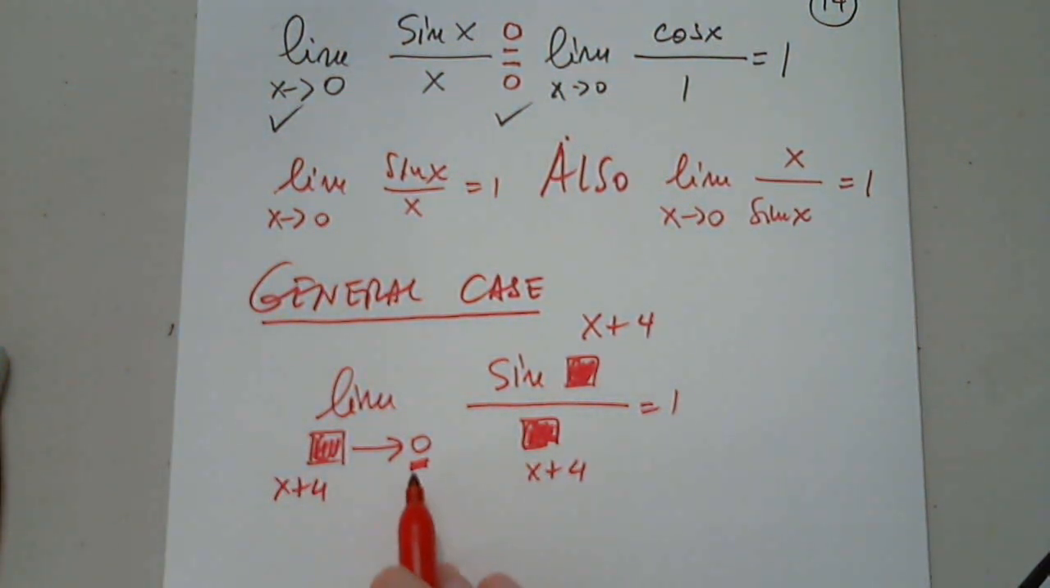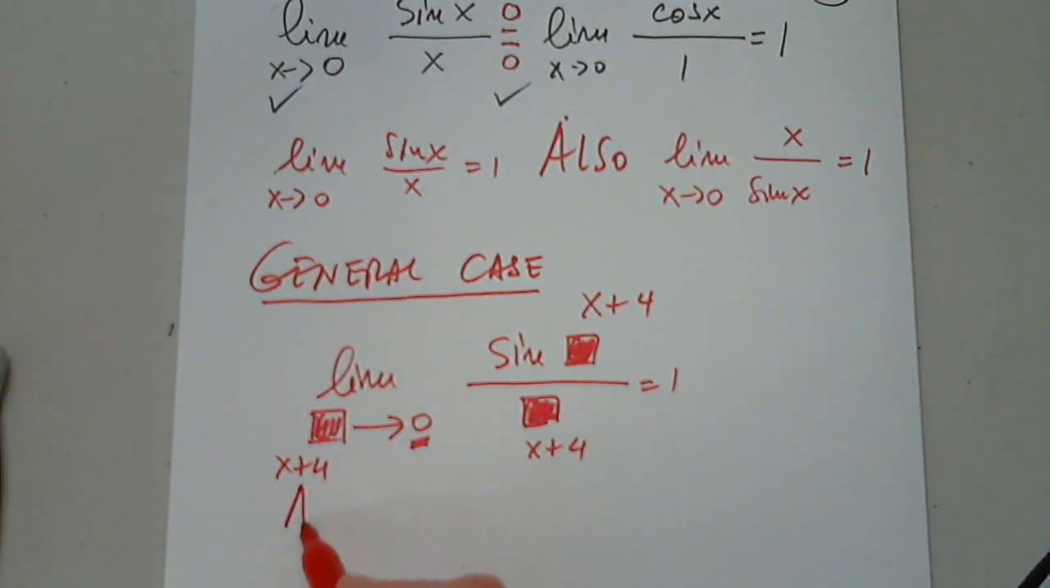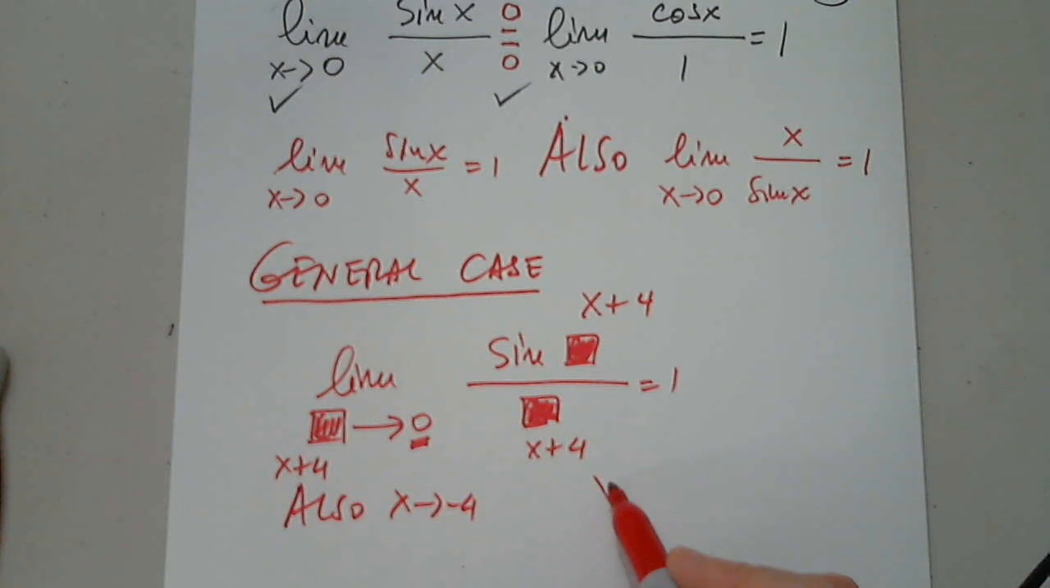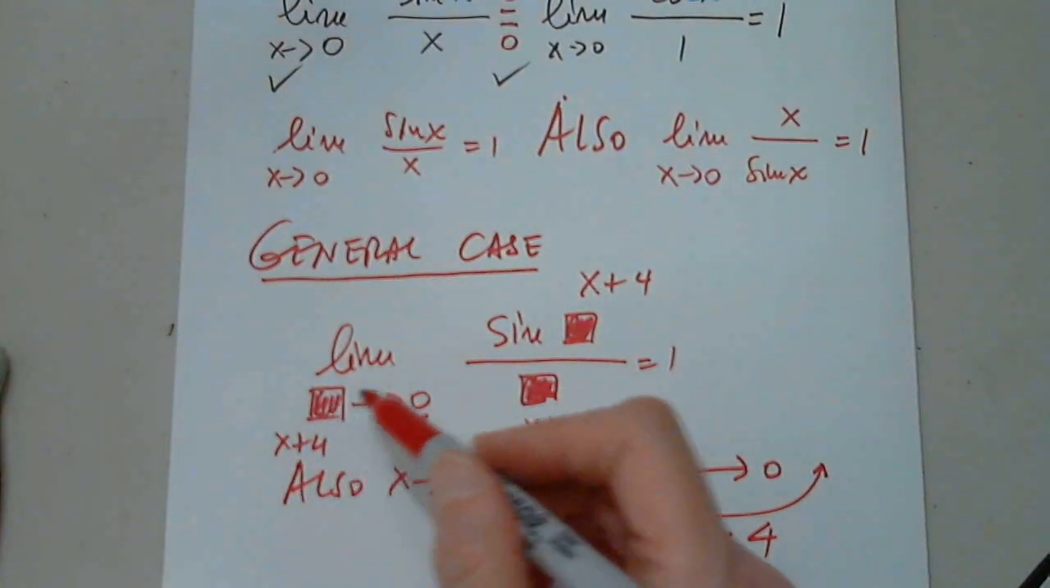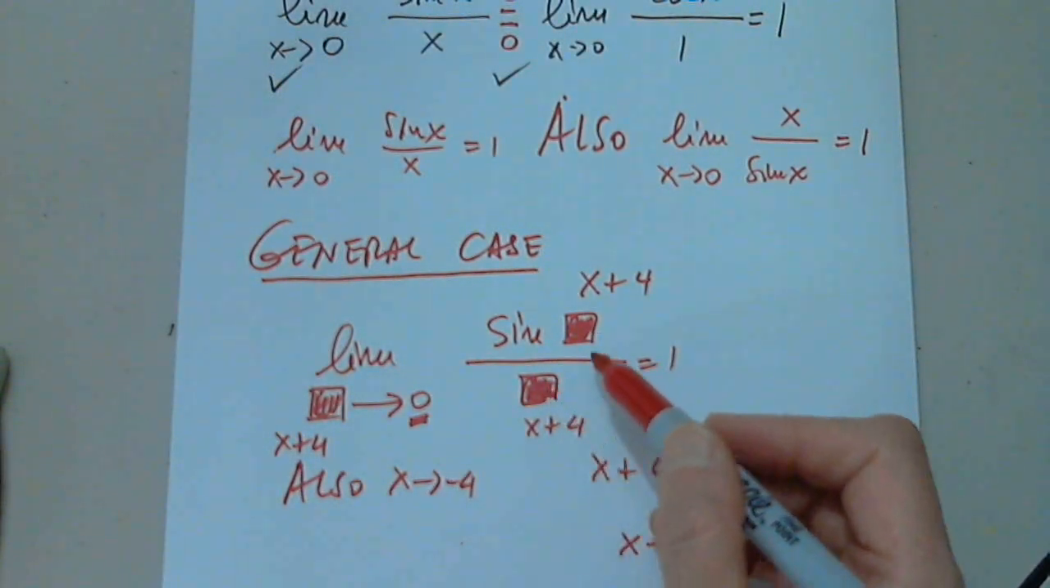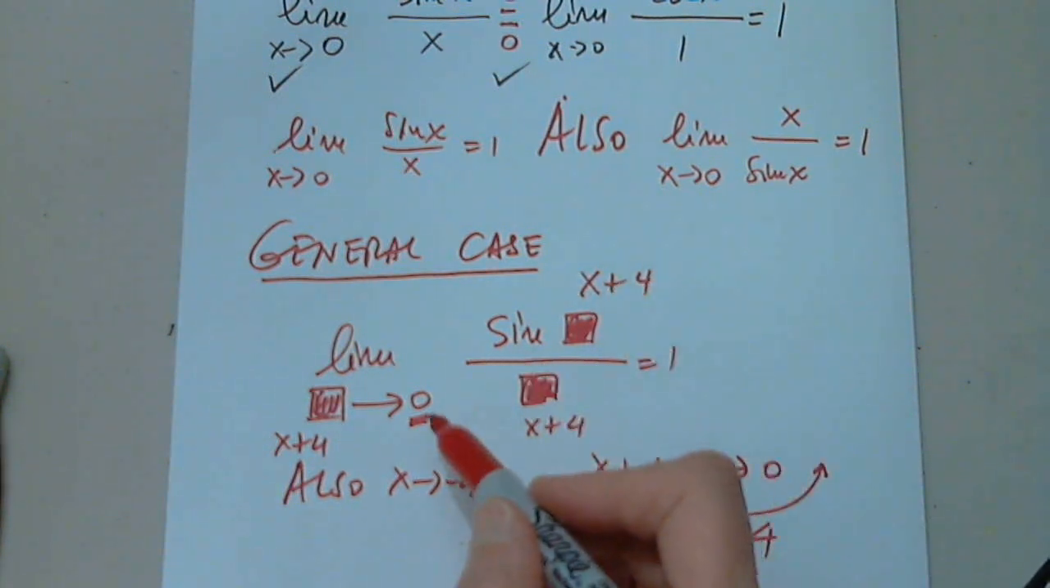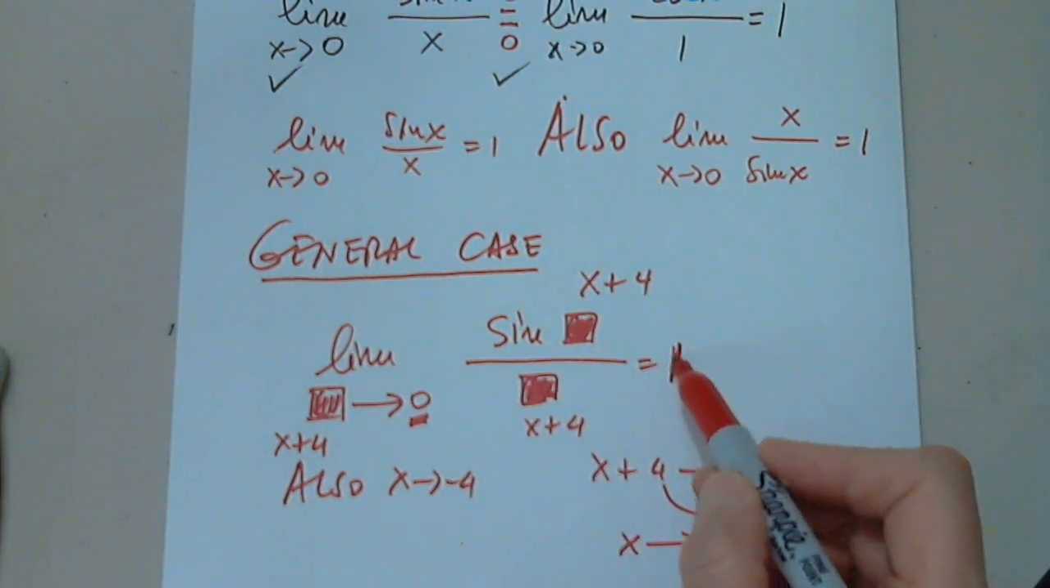As long as x plus 4 approaches 0, which also means x approaches negative 4. When x plus 4 approaches 0, I move 4 to the other side, and I get this. So as long as these three are the same, and this expression, whatever it is, approaches 0, the answer will always be 1.